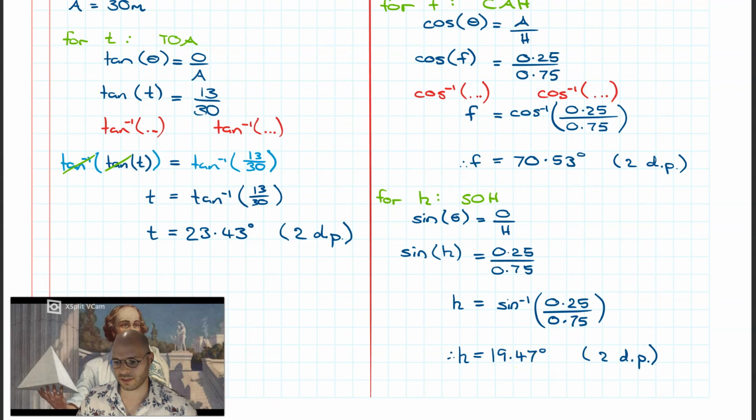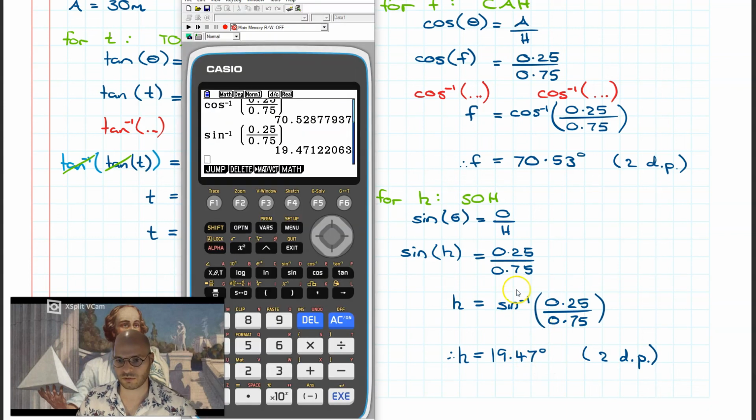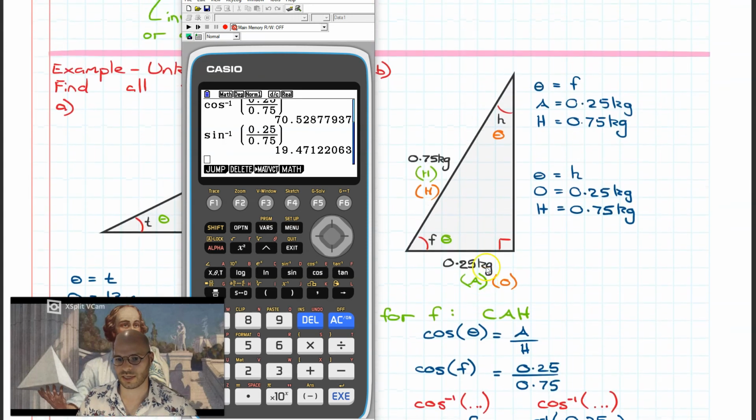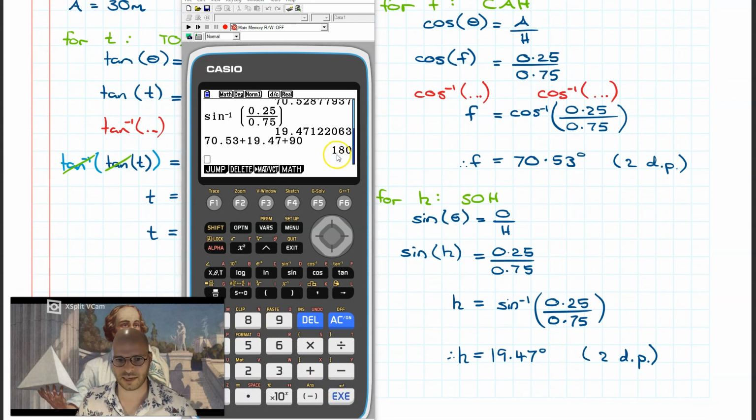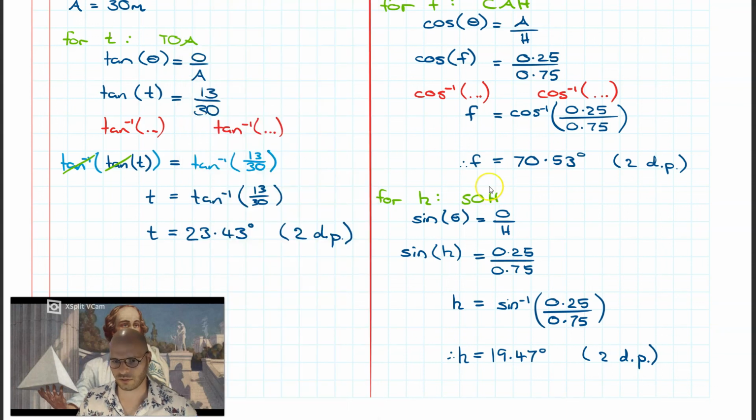Now, verifying that these calculations are correct, what we should find is that if we add f, h and 90 together, we should get 180 degrees. And thus we find we get exactly 180 degrees, therefore proving that f is 70.53 and h is 19.47.